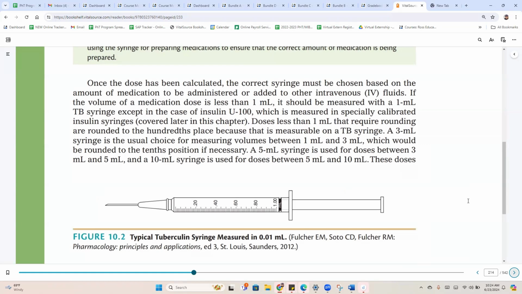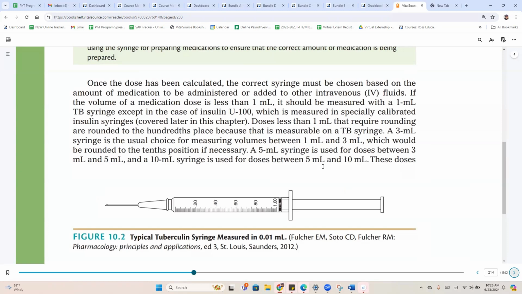Doses less than 1 ml that require rounding are rounded to the hundredths place because that is measurable on a TB syringe. A 3 ml syringe is the usual choice for measuring volumes between 1 ml and 3 ml, which would be rounded to the tenths position if necessary. A 5 ml syringe is used for doses between 3 ml and 5 ml, and a 10 ml syringe is used for doses between 5 ml and 10 ml.